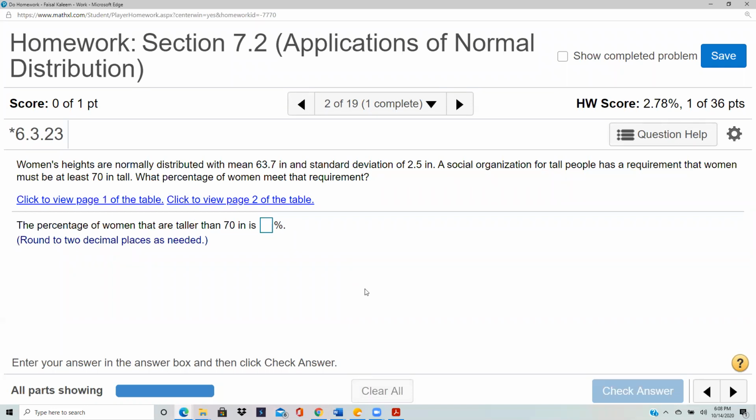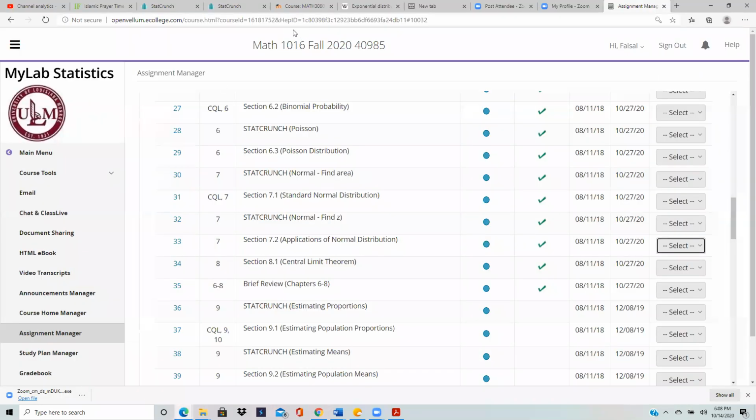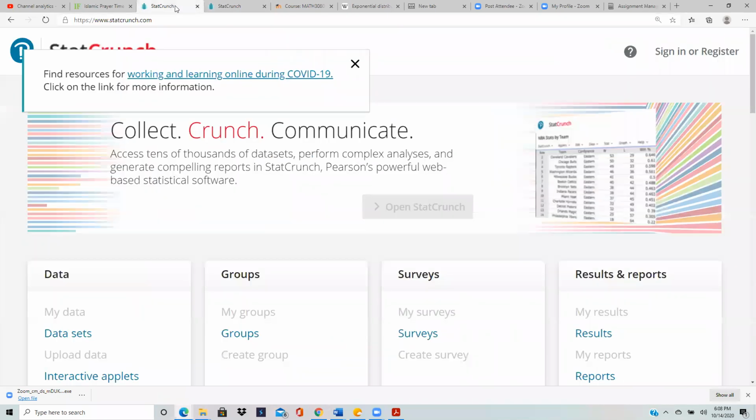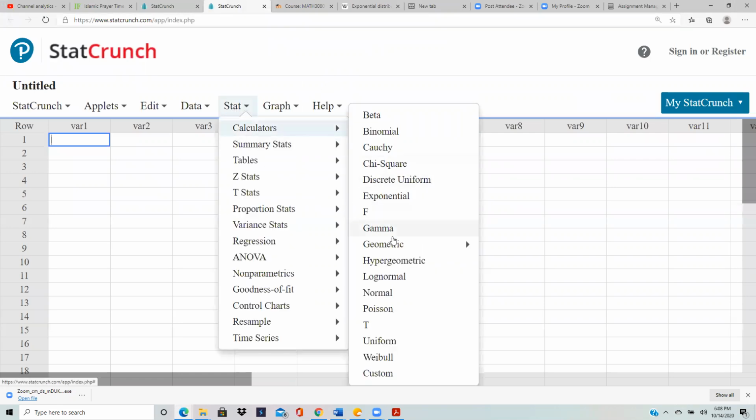Women's heights are normally distributed with mean 63.7, standard deviation 2.5. A social organization of tall people has a requirement that women must be at least 70 inches tall. What percentage meet the requirement, which means what percentage is at least 70 inches tall. So once again, we don't need to do the table. StatCrunch is much faster. So let's see if we have a window open. This is open. Okay, so Stats, Calculators, Normal.